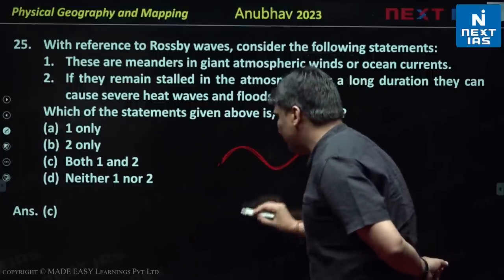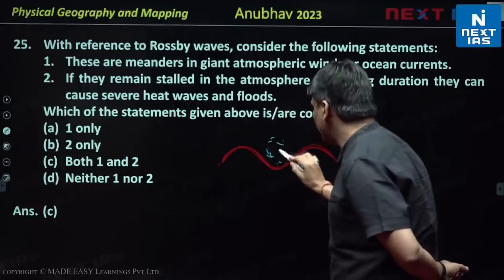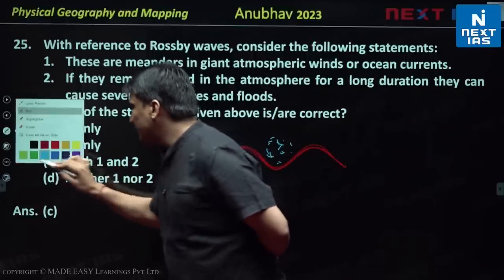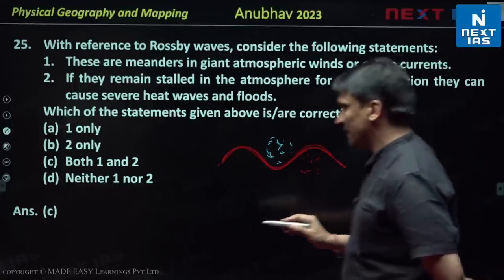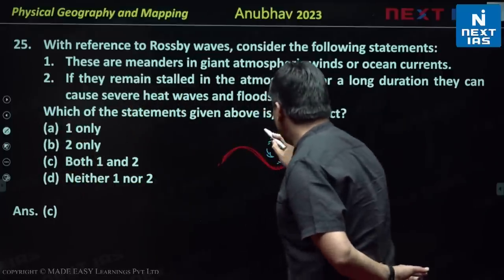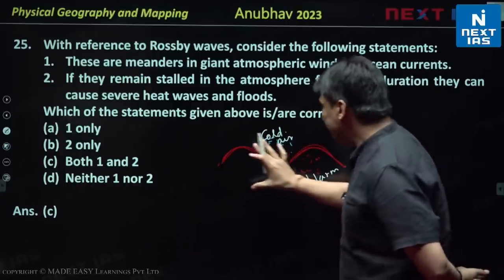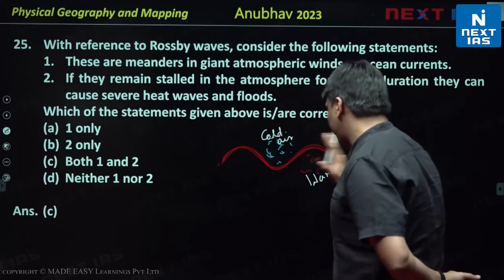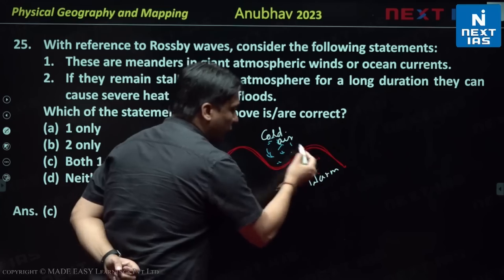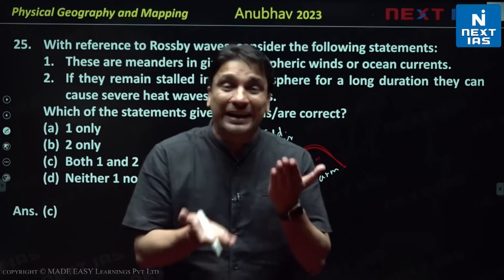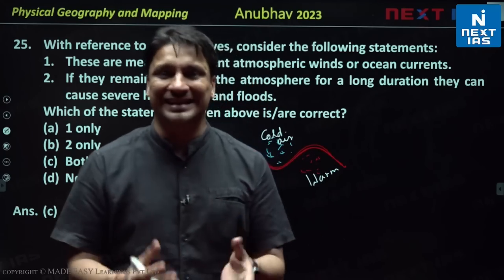Now on the poleward side of Rossby waves, there is cold air mass, and on the equatorward side there is basically warm air mass. So this is cold air mass, this is warm air mass. Let me write here, this is your cold air and this is warm air, correct? Now these waves in the atmosphere, they move. It's a kind of progressive wave. So when these waves move forward, a particular place encounters warm and cold air masses alternatively, or interaction between warm and cold air mass, which is called as frontogenesis, takes place.